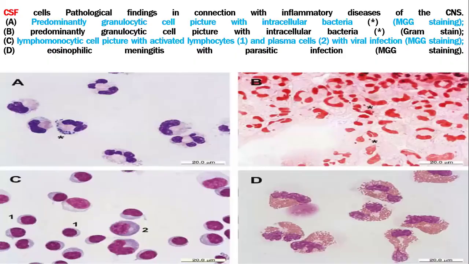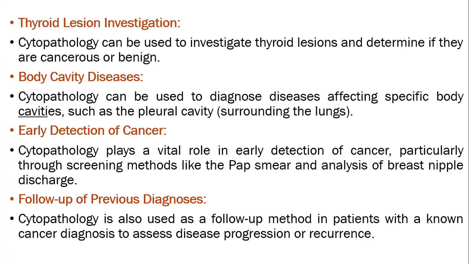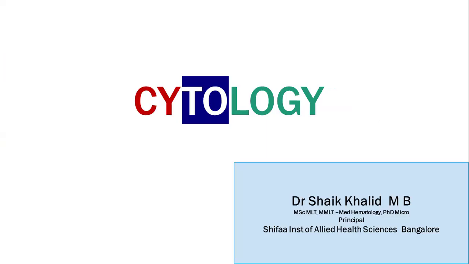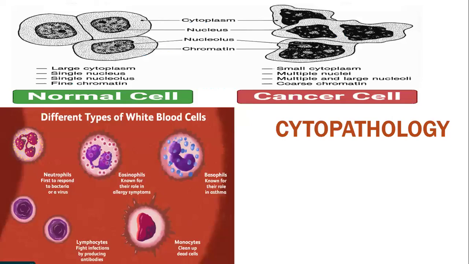So this is how in the laboratory we process samples, okay? In cytology and cytopathology, cytology is nothing but the study of normal cells, and cytopathology is the study of abnormal cells to identify mainly cancer cells or any other infectious agents, okay?